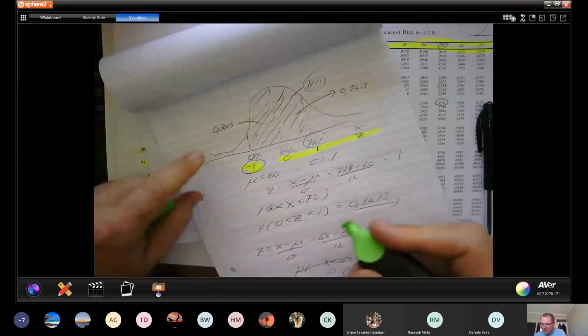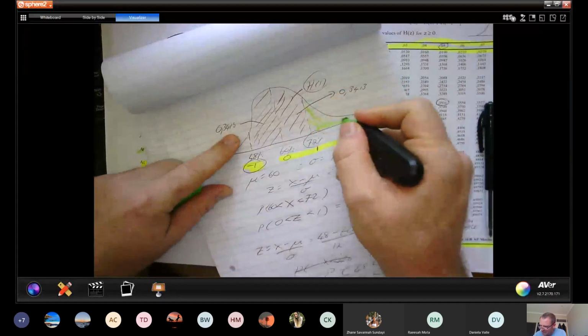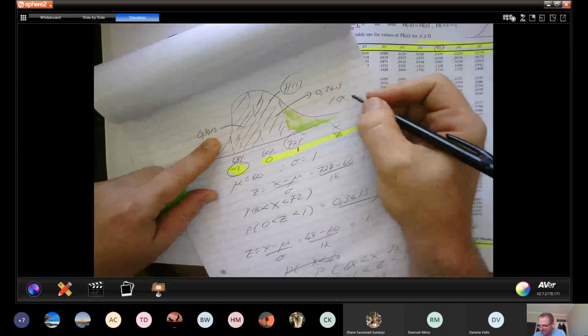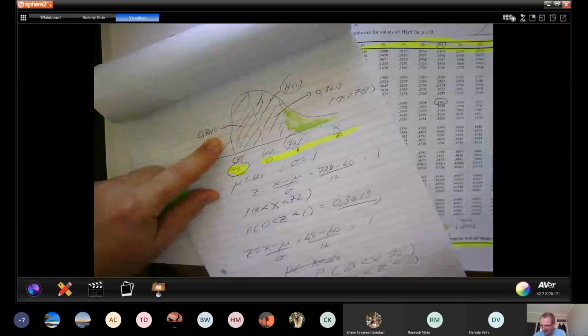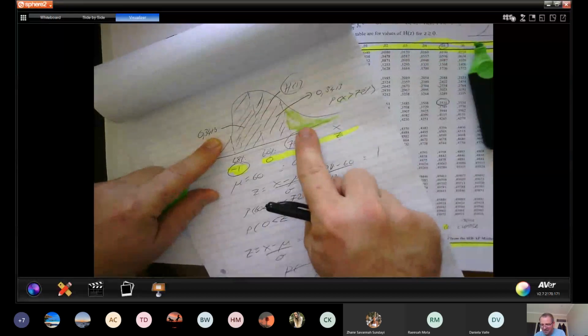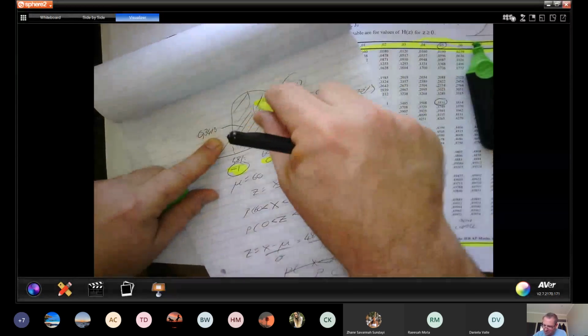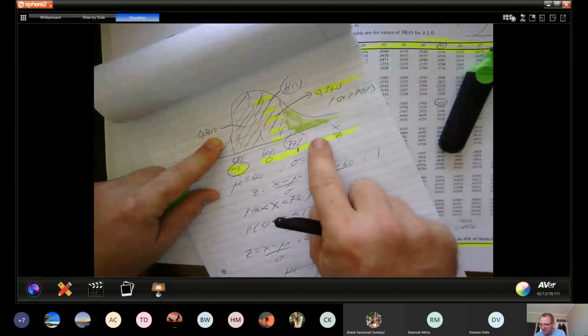Well, what's the area we're looking at? The area I'm looking at is this green area over here. If I said to you, what's the probability that somebody gets a mark greater than 72%? It's that green area over here. So how would you figure out that green area? Well, you couldn't figure it out directly. You'd have to go figure out this area over here in yellow first, which is what we've done. And that area is 0.3413.